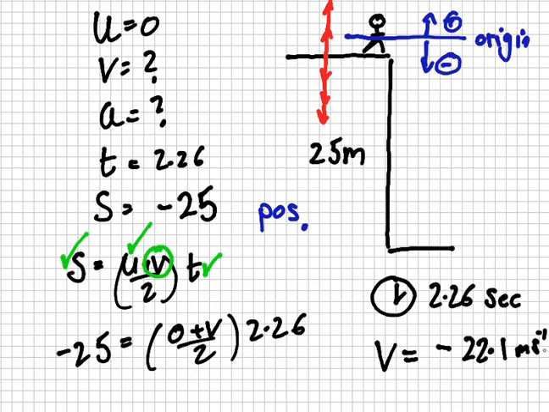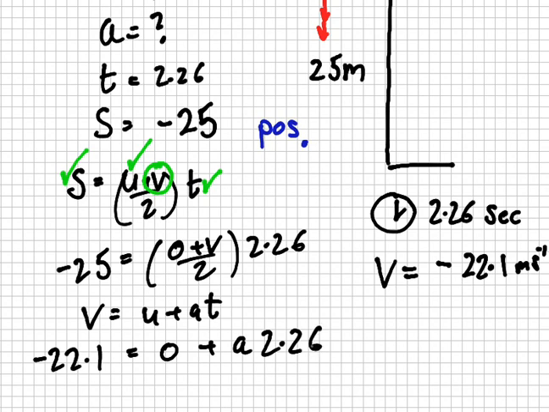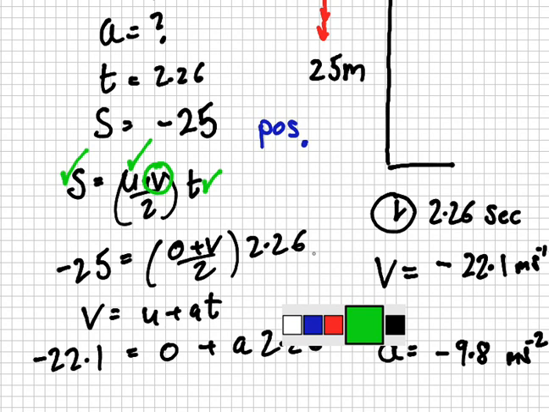Okay. What formula can I use to get the A now? V equals U plus A multiplied by T. That's it. Minus 22.1 equals 0 plus A times 2.26. So the A will be minus 9.8 meters per second squared. So we're happy.